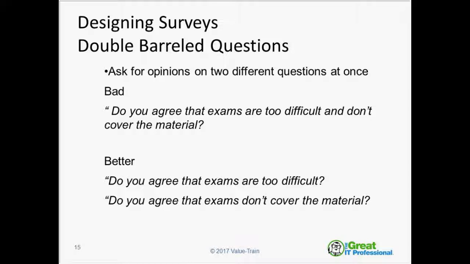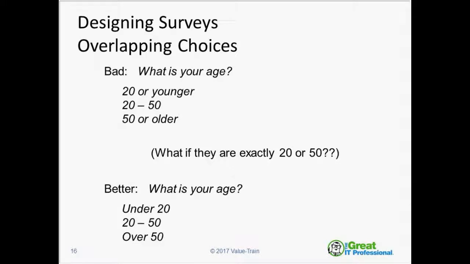It used to be a very common survey question problem. It's not so much anymore, but it still happens, and I've seen them. And that is choices that overlap. And this can be kind of tricky. So look at the top example here. What is your age? And here are the 3 choices I've given them.